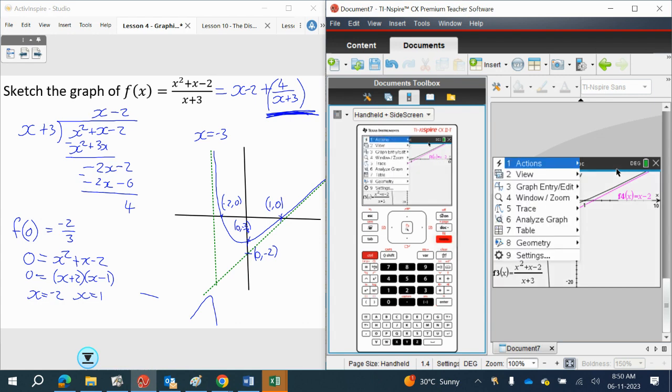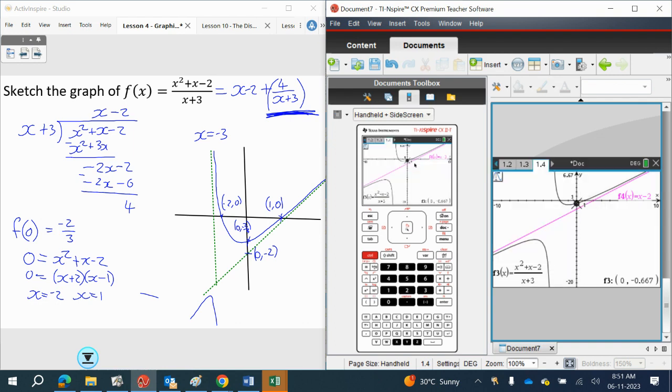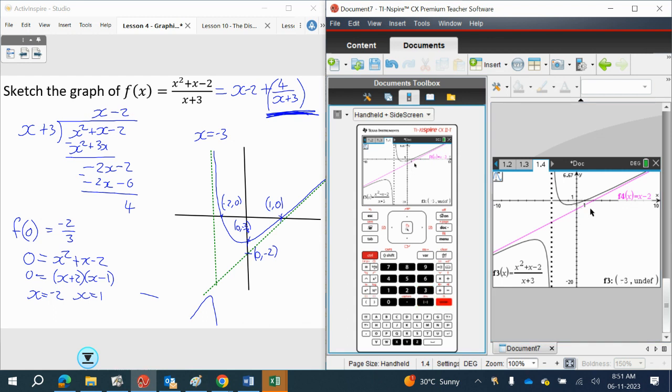Let's visualize it with our vertical asymptote. Where was the vertical asymptote at? Minus 3. Let's try and sketch that. There we go. That's how the graph looks.